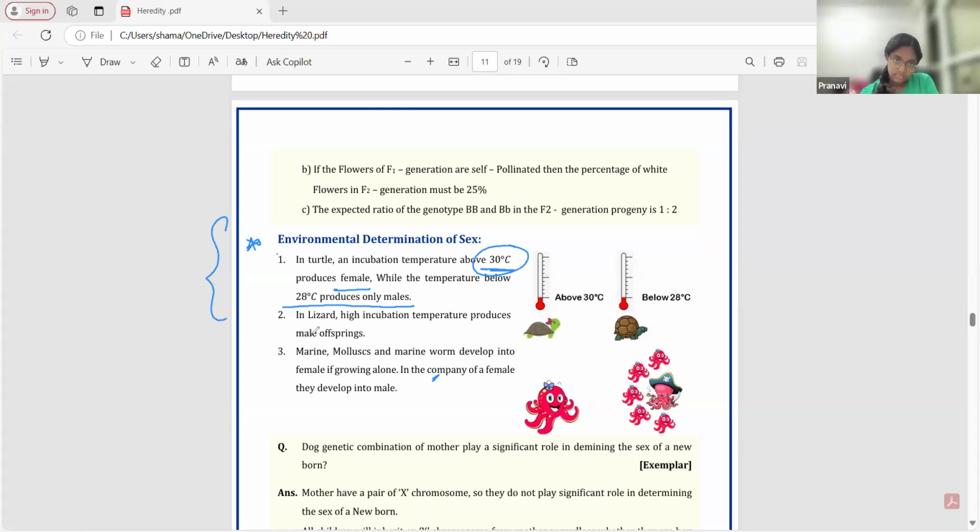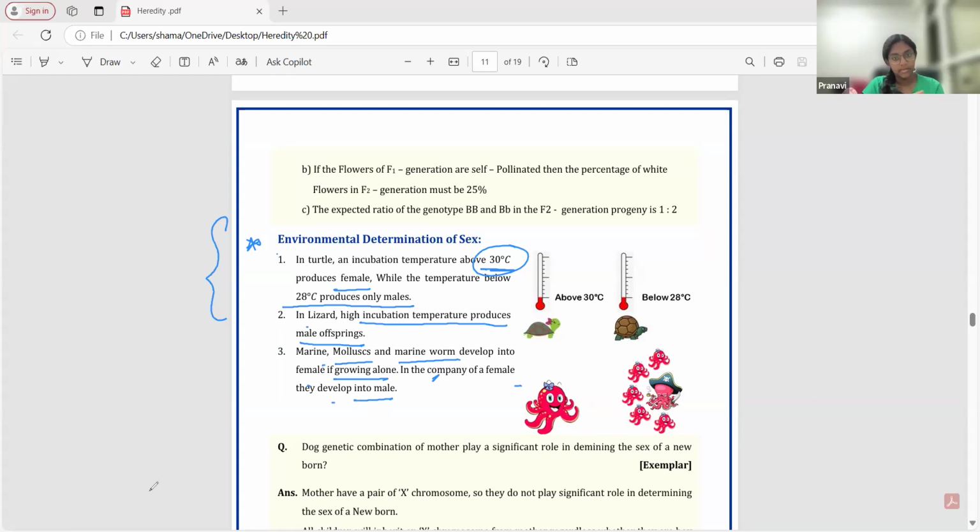See here what they said now. In lizards, high incubation temperature produces male offspring. And a marine mollusk and marine worm develop into female if growing alone, and in the company of a female, they develop into male. I do not understand. It's according to requirement.